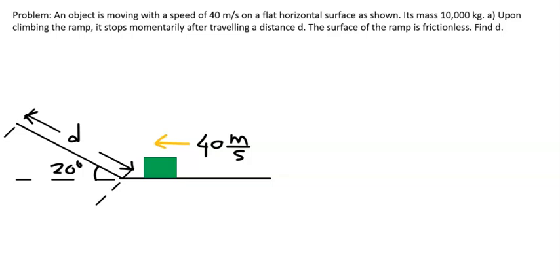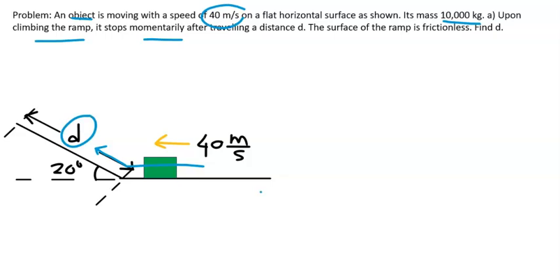Problem 2. An object is moving with the speed of 40 meters per second. So that is this object right there. It's moving initially on a flat horizontal surface with a speed of 40 meters per second. The mass is 10,000 kilograms. Upon climbing the ramp, so there will come some time, the object will leave the flat surface and begin to climb. Upon climbing the ramp, it stops momentarily after traveling a distance d.